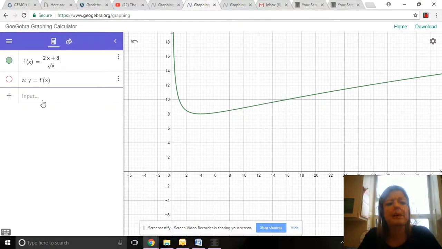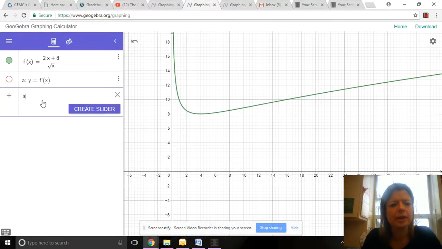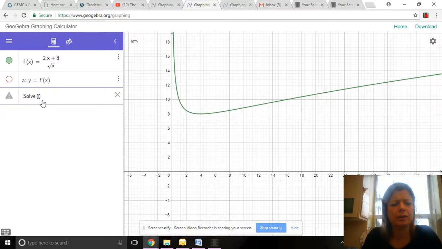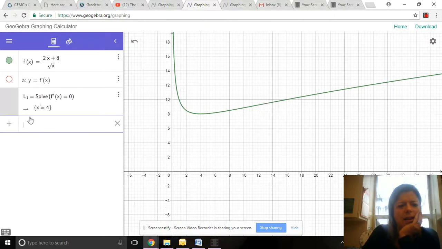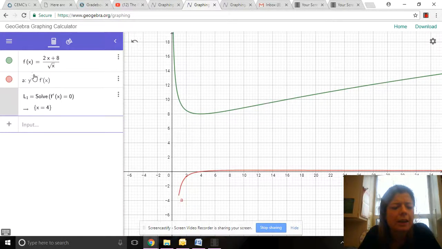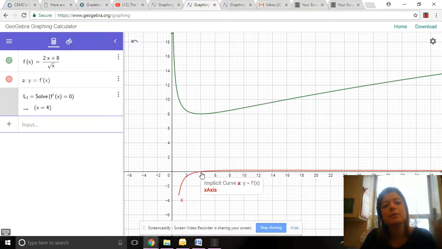Now, it's cool because in GeoGebra, you can actually solve f prime equals 0. You can write that in, and it tells me that the answer is x equals 4. Okay, so GeoGebra will actually tell me that. You can also see I put y is equal to f prime at x. So this is actually a picture of the derivative function. Okay, so you can see that it crosses the x-axis at 4. So the solution will be 4.